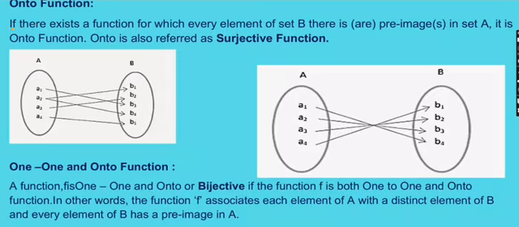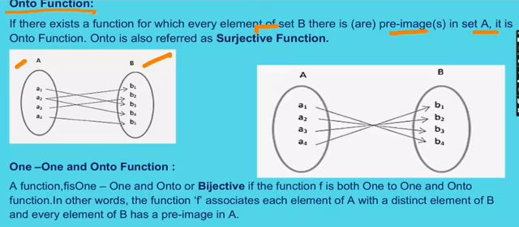Can you follow? Now we are going to discuss the onto function. The main important property of an onto function is that for every element of the set B, there is a pre-image, or more than one pre-image, in set A. It means all the elements on the B side should have at least one or more dependencies, it should be connected.